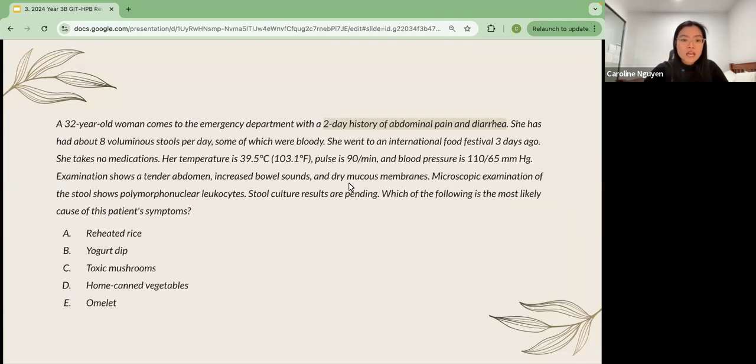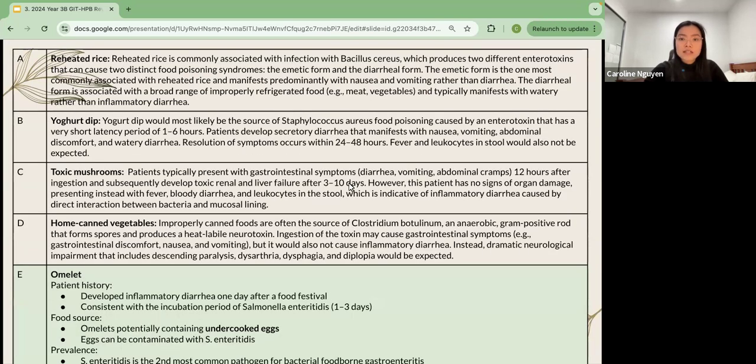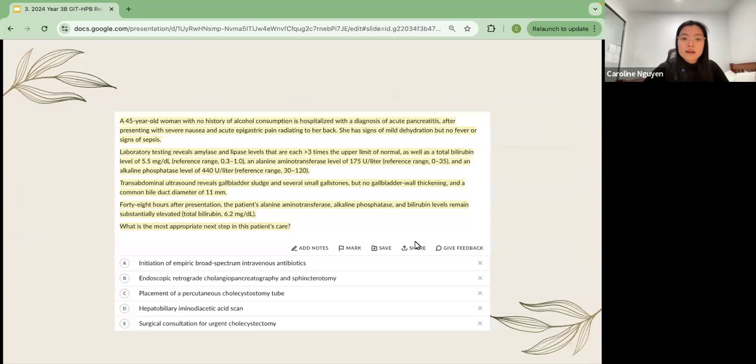On the other hand, reheated rice, that's Bacillus cereus, that is a watery rather than inflammatory diarrhea. Yogurt is Staph aureus, and that's watery. Toxic mushrooms, they should have a lot more symptoms than that because they will have like toxic renal and liver failure after 3 days. And home canned vegetables, that's botulism, and that would not cause inflammatory diarrhea, but you would have things like paralysis and dysphagia and the neurological signs. So in this case, omelette is the right answer.